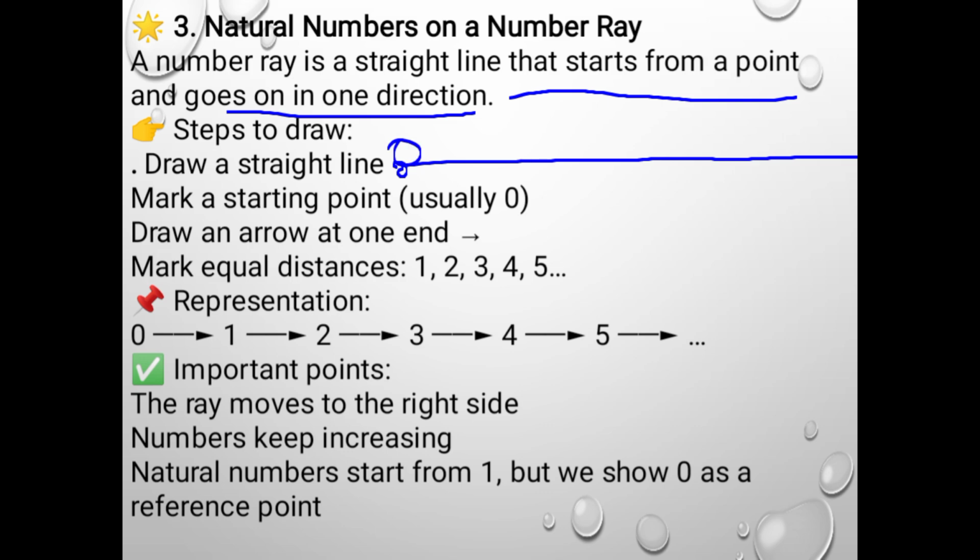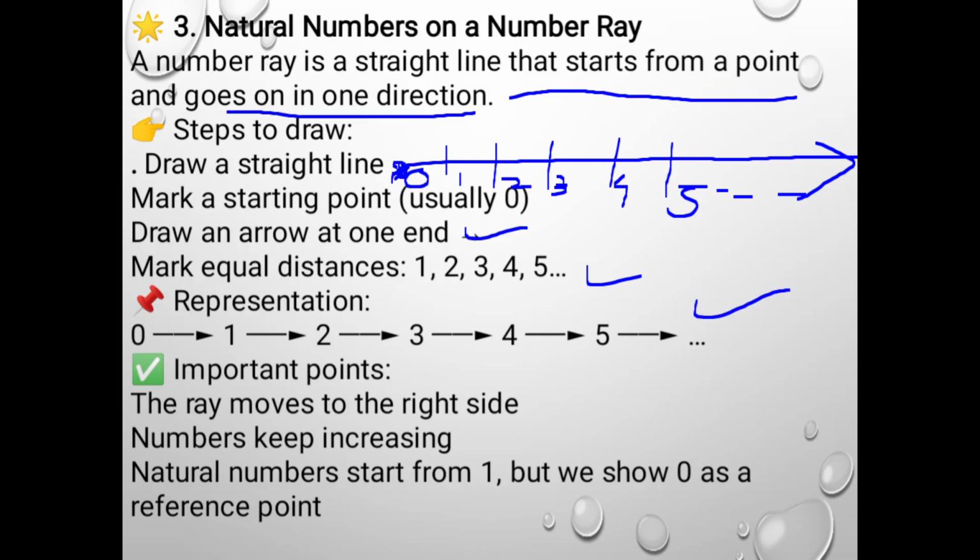Mark equal distances 1. Draw an arrow at one end. Mark equal distances 1, 2, 3, 4, 5, and so on. Here you can see the representation.